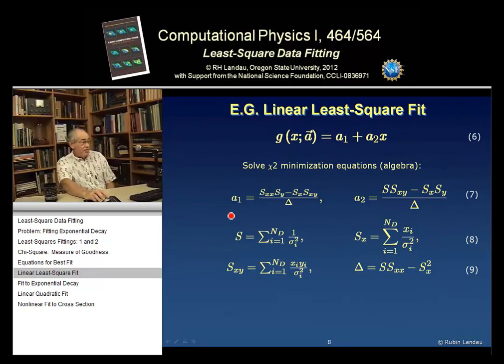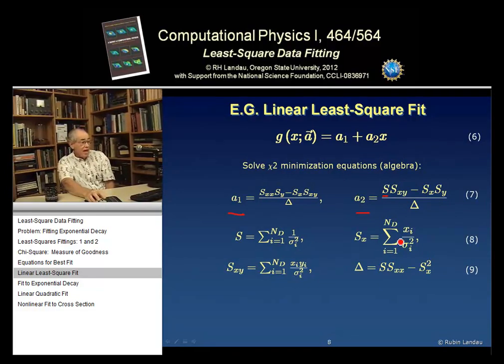But what do we have? This is the closed form solution. In other words, for this linear case, we could just solve the equations. Here's a value of a1, and here's the value of a2. And it should just involve data points. Does it? Well, we're dividing by this delta, which is defined down here. We have these s's. What are they? S occurs right there. S is the sum of all the data points of 1 over the error squared.